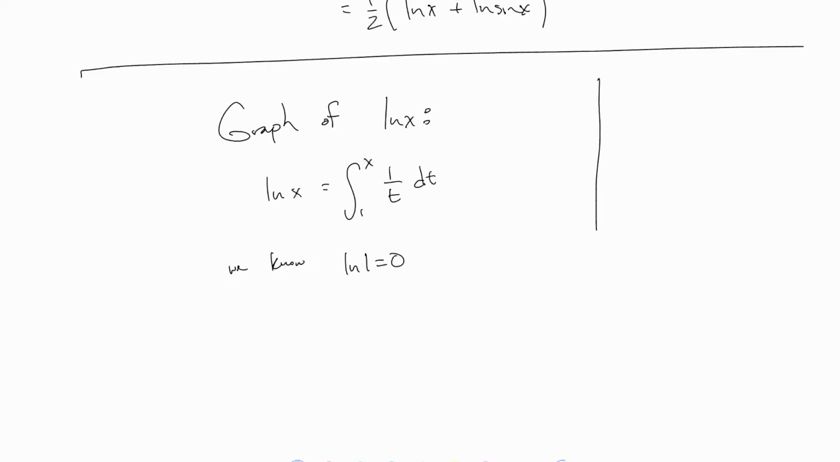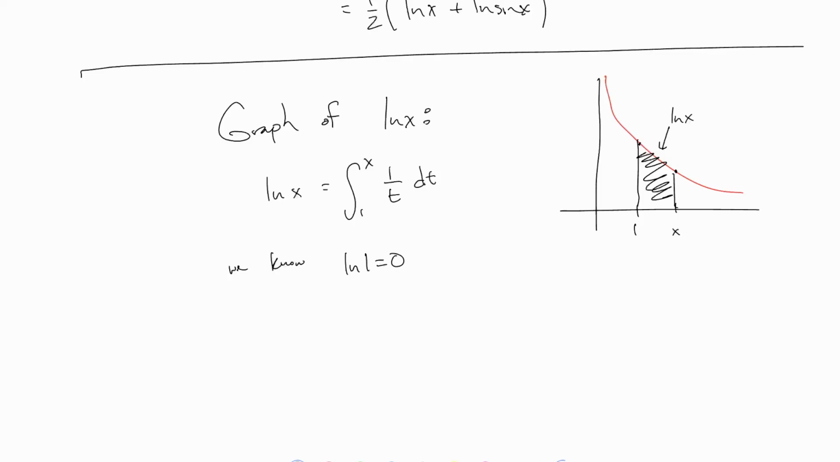And other values, I will draw the definition. Remember, the definition equals this kind of thing, right? The area here. There's 1, there's x. This area here is ln x, all right? And if you use x equal 1, then you get no area at all. That's why ln of 1 equals 0, all right?